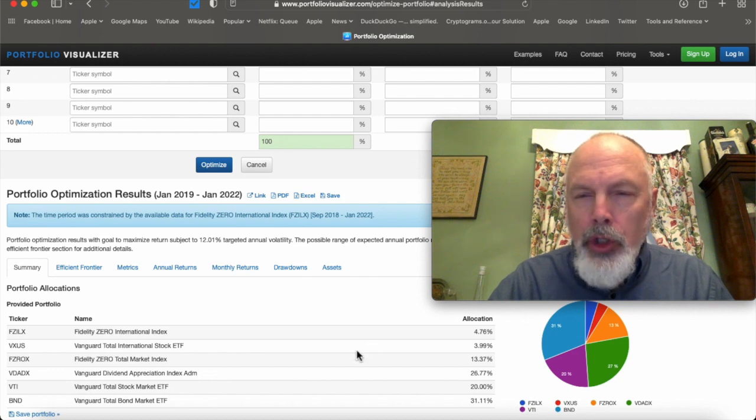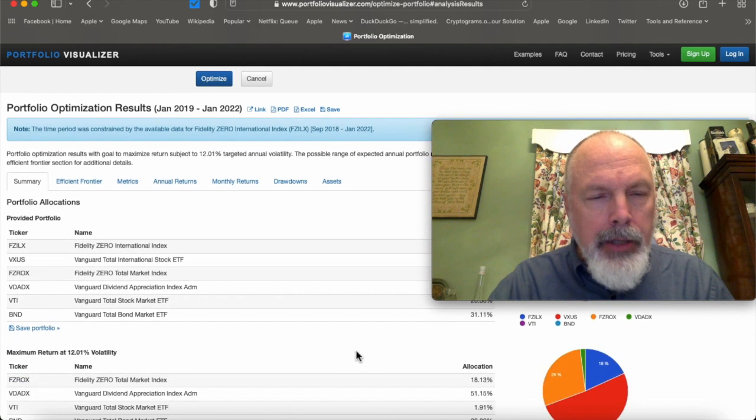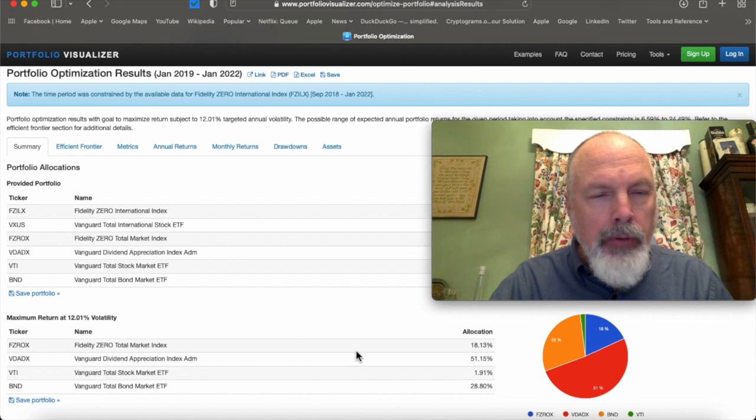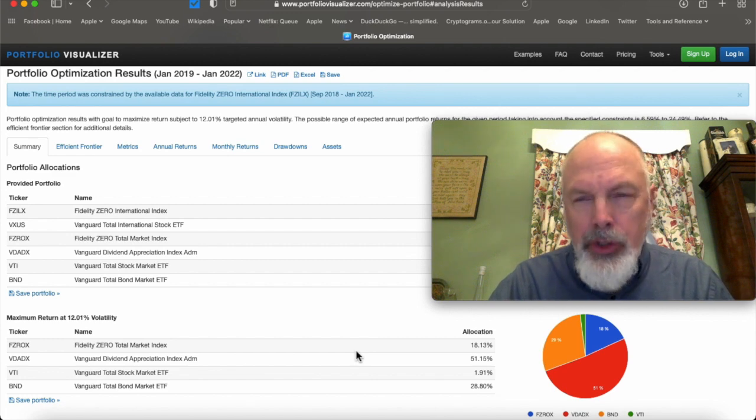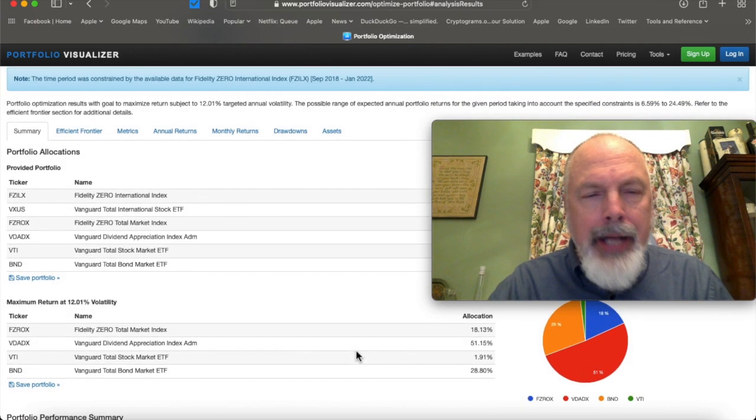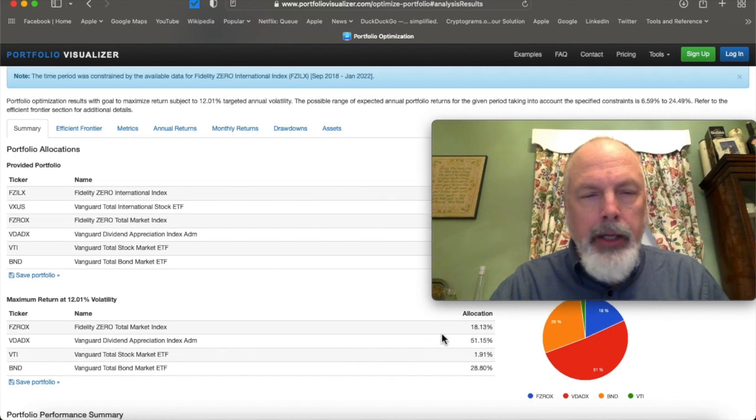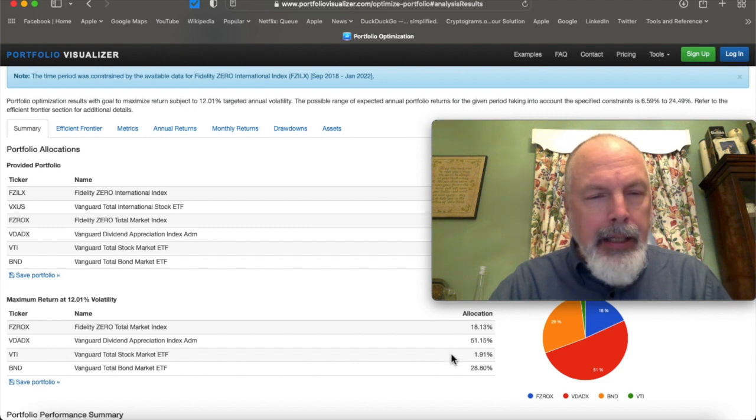Here was the original that we put in, and here is the return for a maximum return of 12%, just over 12% volatility. It changes the formula just a little bit to combine all of Marie's international fund with her total market fund, and it increases what we would put into the VDAD, the Dividend Appreciation Fund, and decreases what I would put into the VTI, which was surprising for me.